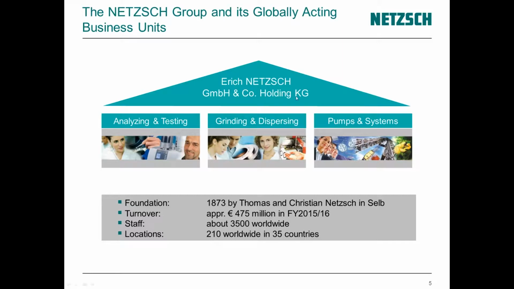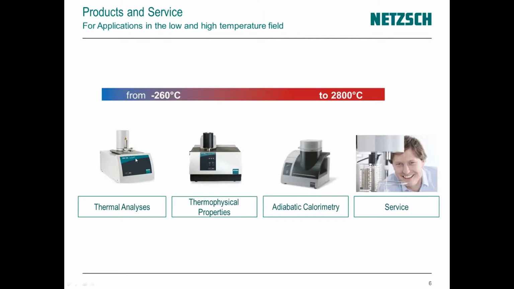We start with a short introduction into NEDG. So what is NEDG? NEDG is a group company with 3 business units: analyzing and testing, grinding and dispersing, pumps and systems, and on top we have our holding. NEDG was founded in 1873 by Thomas and Christian NEDG here in ZELP, and we have a turnover around 475 million in the fiscal year 2015-16, and meanwhile we have more than 3,500 people working for NEDG worldwide, and you find us in around 35 countries at the moment.